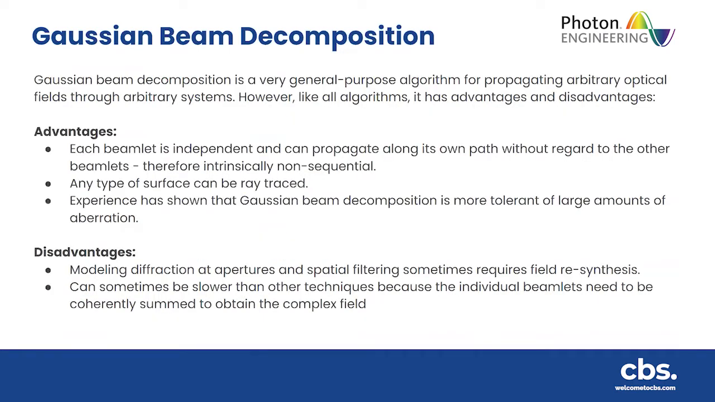It has some advantages. The main one is that it is intrinsically non-sequential. Every Gaussian beamlet that you see there, and I say the word beamlet because it's a small Gaussian beam, each beamlet is independent from each other and can propagate on its own. So if the path is split off or some of the beam is clipped by an aperture, for example, this is inherently handled in the algorithm. Other techniques require that the beam must stay all together, and it could essentially be a sequential process.